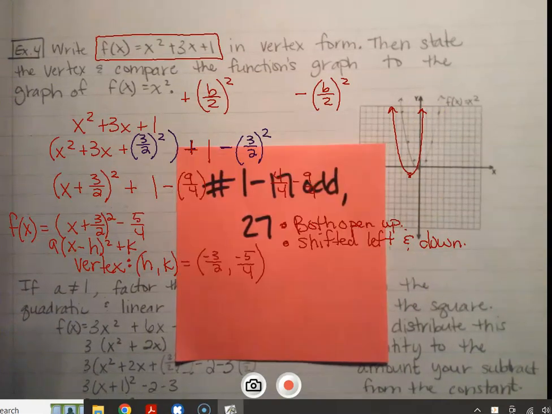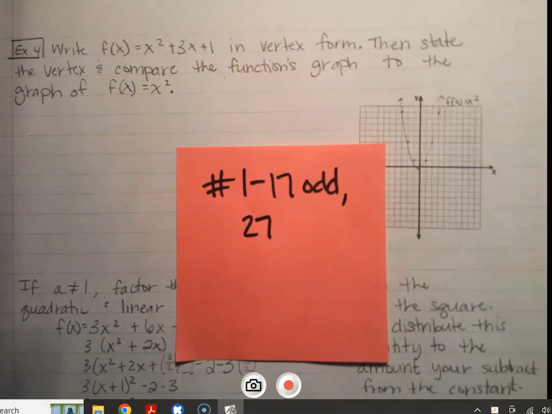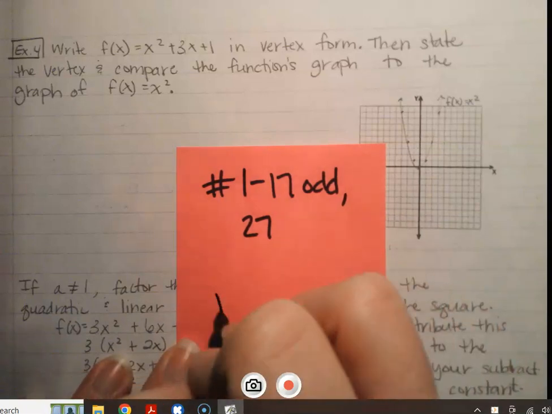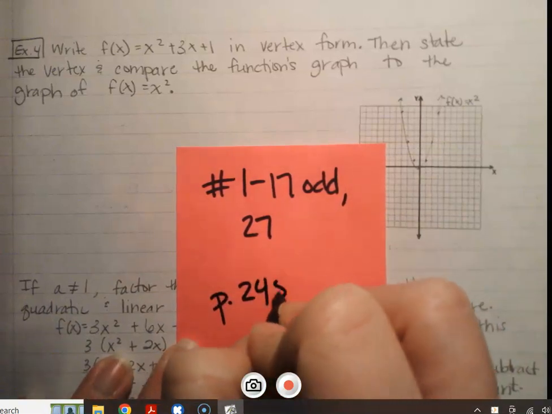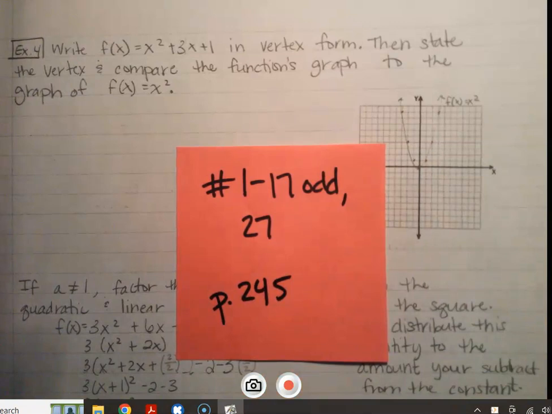All right, here we go. I've got it. So I want you to do 1 through 17 odd and number 27, and it's still on page 245. Okay, but those all have an a value of 1, right? Like it's not there. And then when I come in tomorrow, we'll work on when a is a larger number, or we might have the review. We'll see how it goes. We'll be prepared for both.